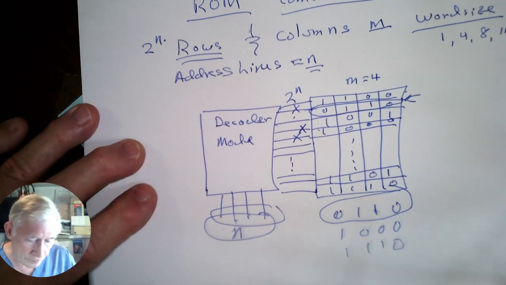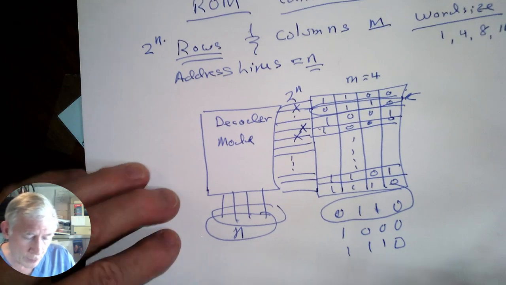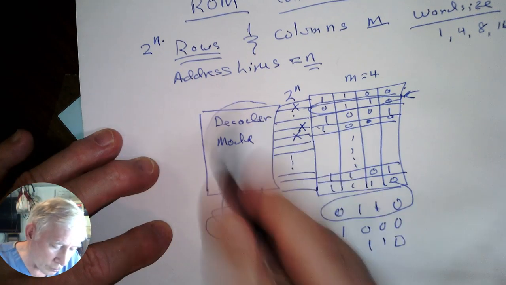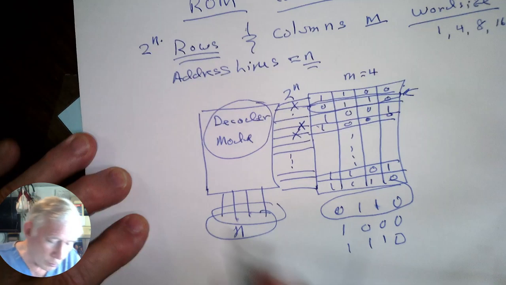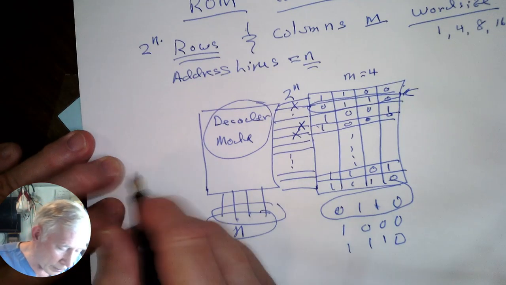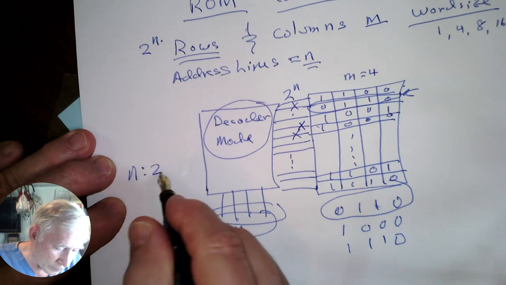Okay, so this decoder, in this case, would be an n to 2^n decoder.